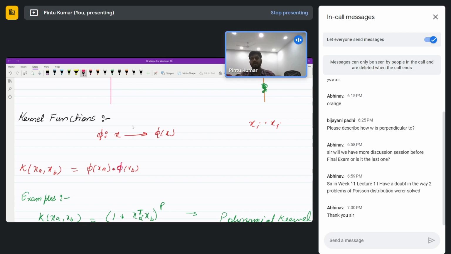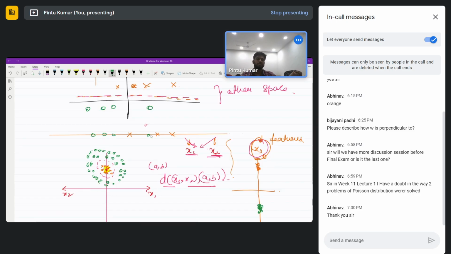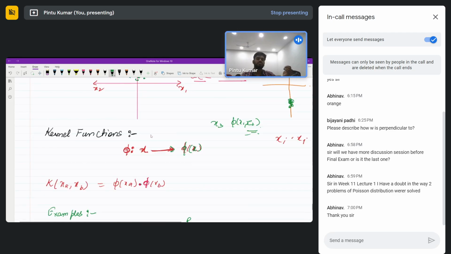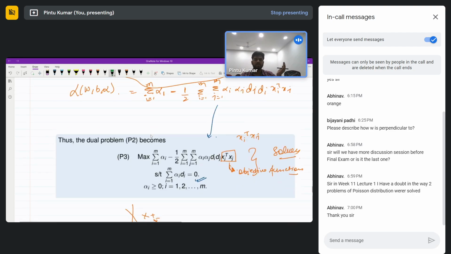Now this is the idea of your kernel function, that for some features you want to lift x to some phi of x. Okay, so some function of x. So for example, your x3 was some function of x1 and x2 and so on, right? But now there is a problem associated with this also. If you include one more feature, then your computational complexity increases because you have more features.